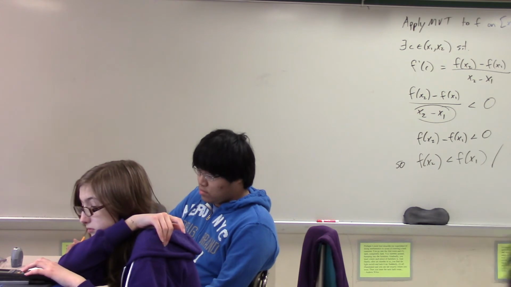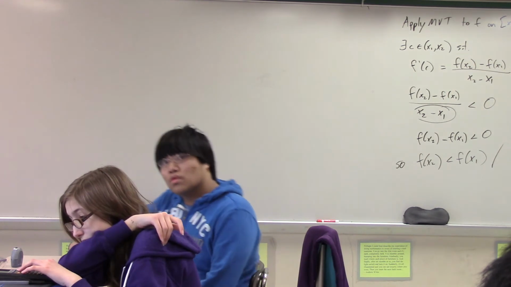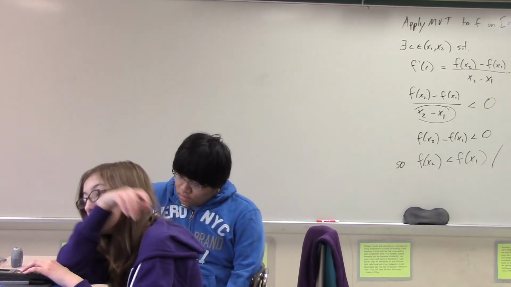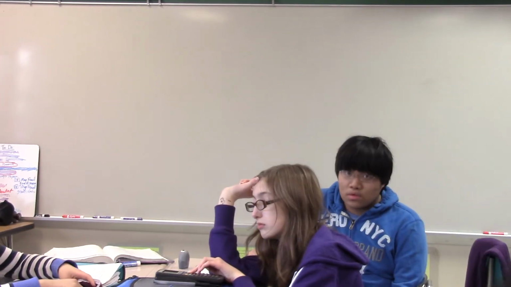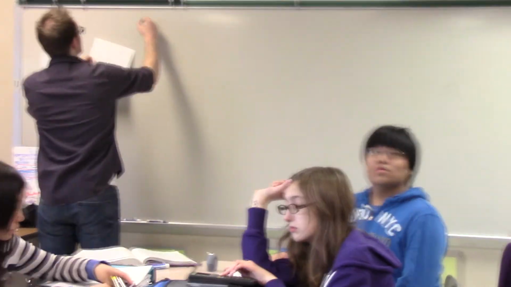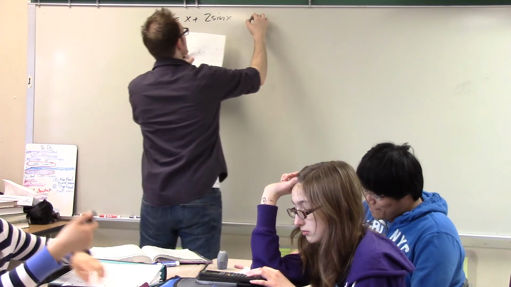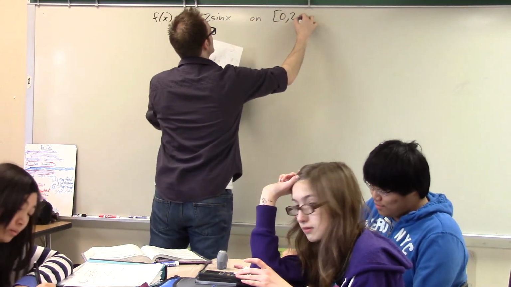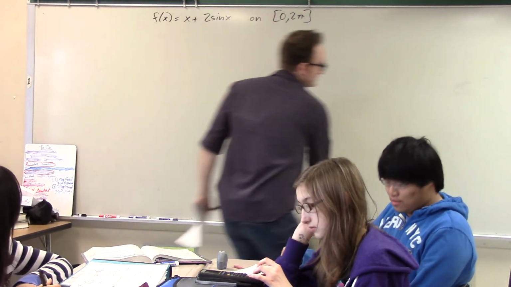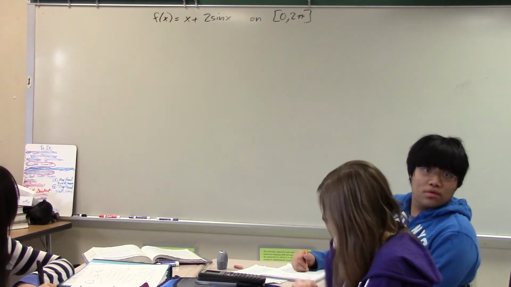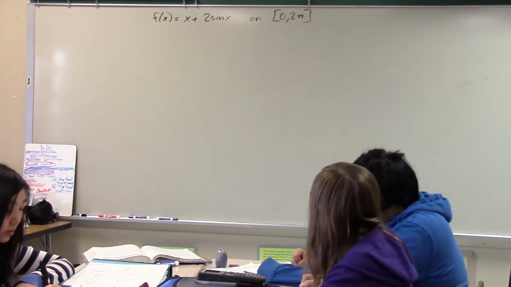Okay, so now we're just going to do one example, and then we'll be done for today. Take this function f of x equals x plus 2 sine x on the interval 0 to 2 pi. Let's do this kind of fast. Find and justify all intervals where the function is increasing and decreasing. Find and justify all relative extrema.